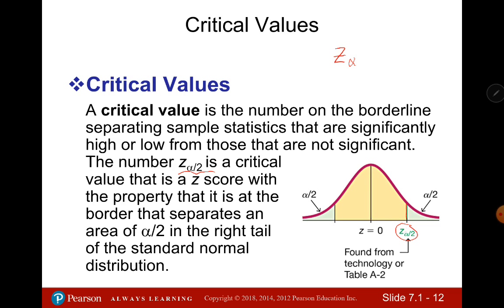So this is our z sub half alpha. We use it to separate the whole area into two parts, and the area of the right tail is equal to half alpha. That's the definition of z sub half alpha. We can use the Z table to find this critical value.